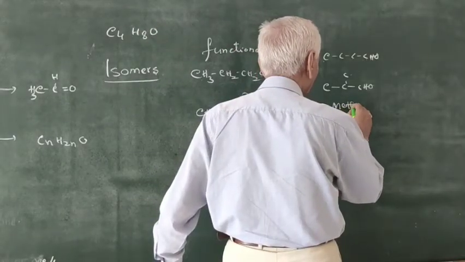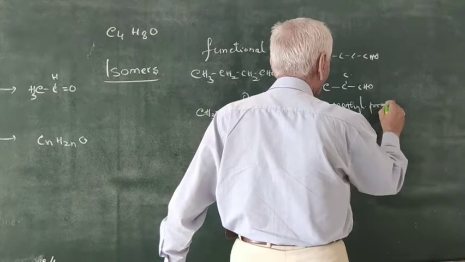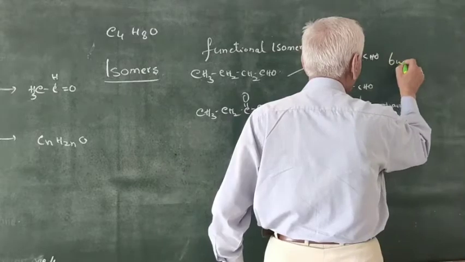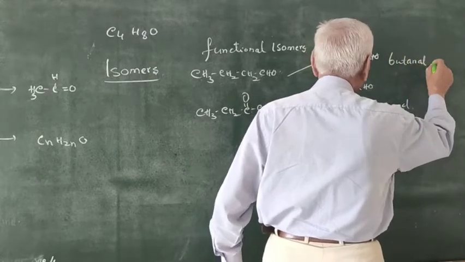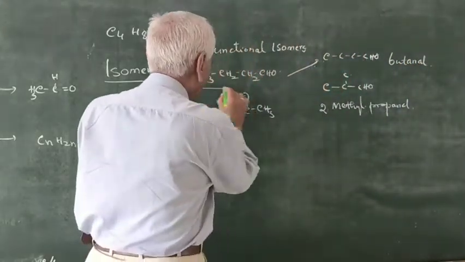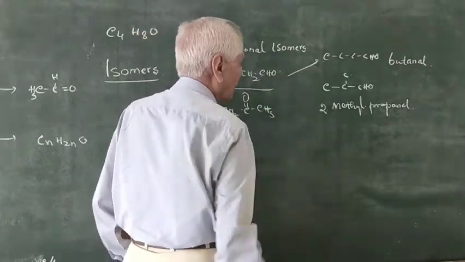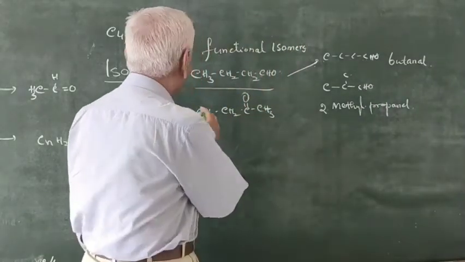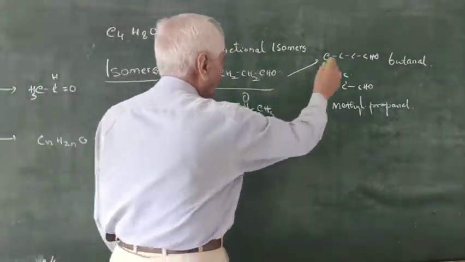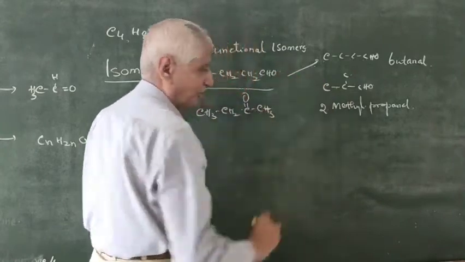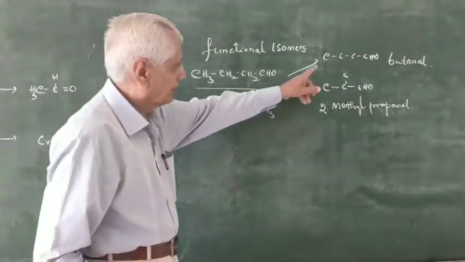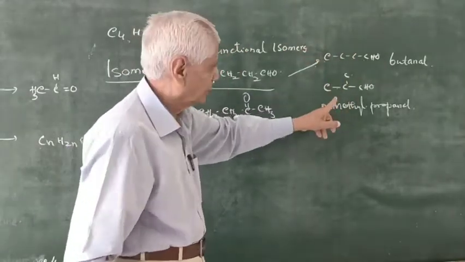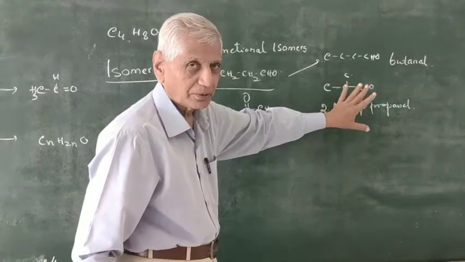2-methyl propanol. This is butanol. So the aldehyde part will get 2 types of aldehydes: one is butanol and the other is 2-methyl propanol. Therefore, this compound has got 1, 2 and 3 structures. CH3, CH2, CH2, CH2, butanol 1. This is 2-methyl propanol, second.